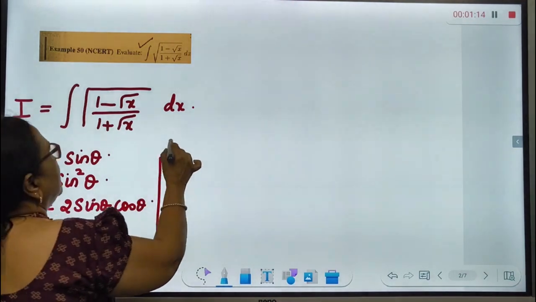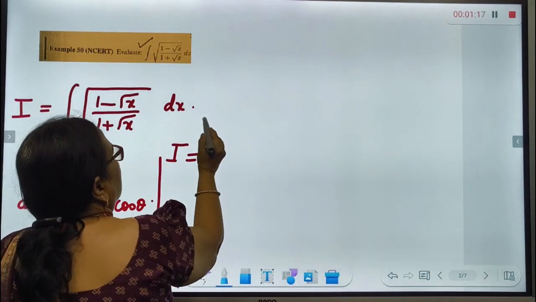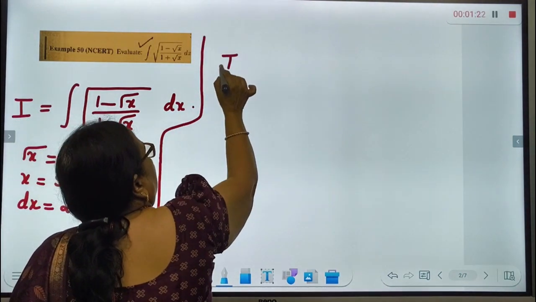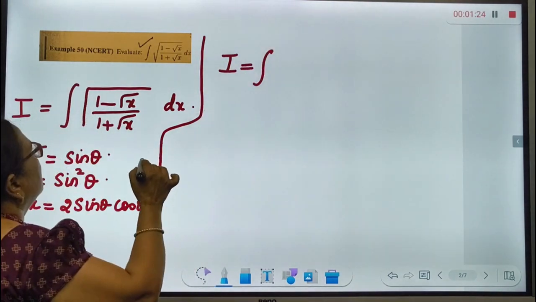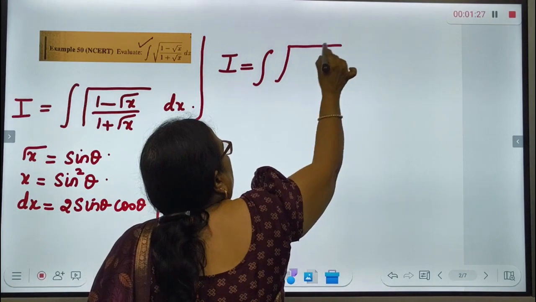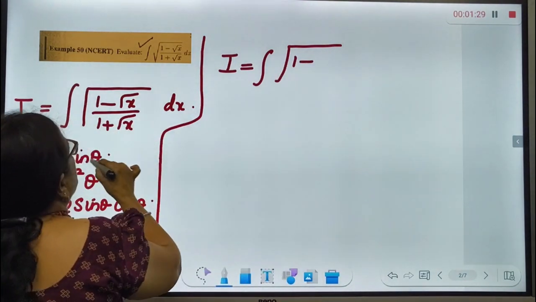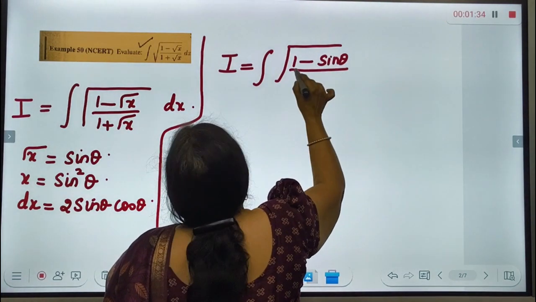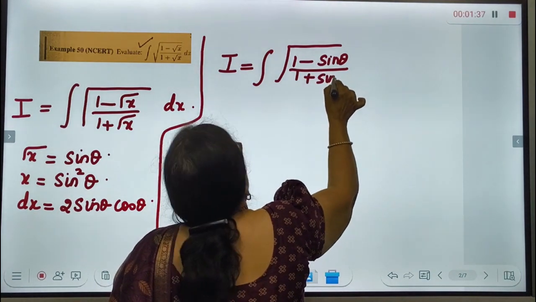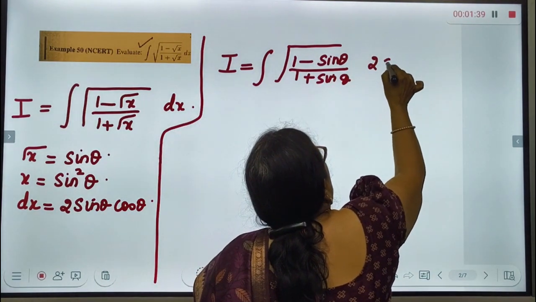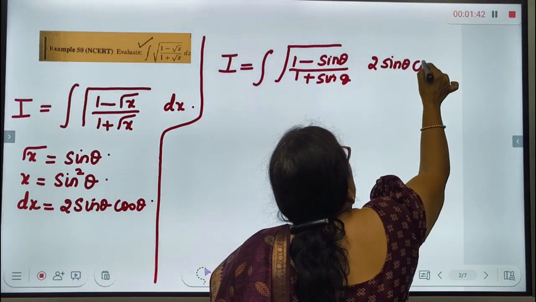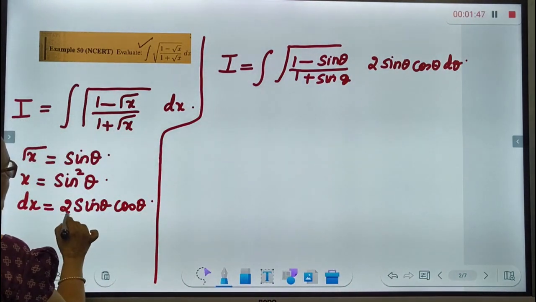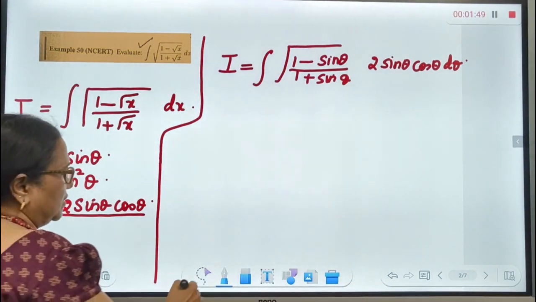Now what will I be? I will be the integral of root of (1 minus root x, which is sine theta) divided by (1 plus sine theta), times 2 sine theta cos theta d theta. I am substituting for dx as 2 sine theta cos theta.